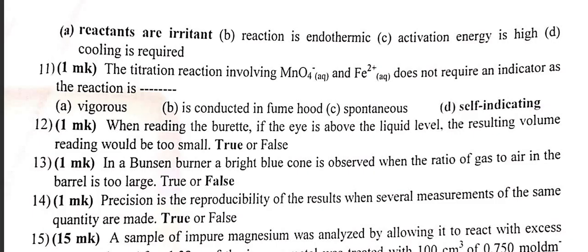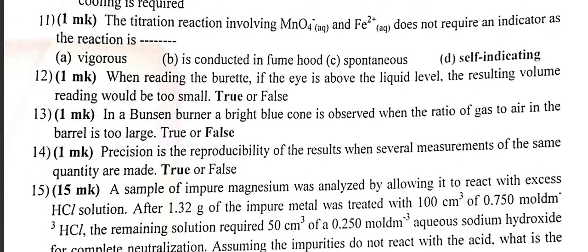The next one says the titration reaction involving permanganate and iron does not require an indicator as the reaction is self-indicating, right? It changes color. It changes from what permanganate should be, purple or blue, something like that, and becomes colorless when the reaction is done. That's how you know the reaction has reached an endpoint. So you have that type of self-indicating that you are going to observe.